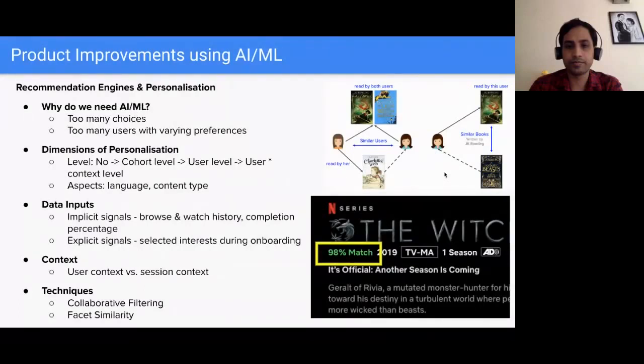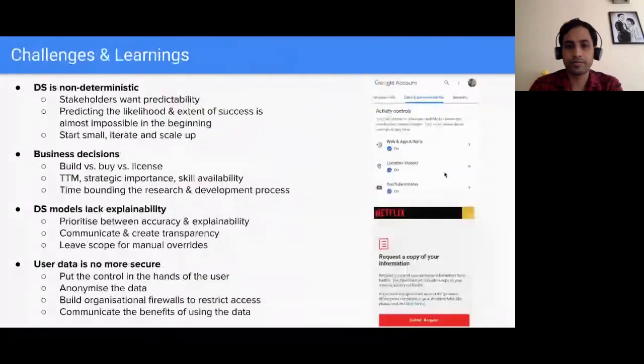So these are the top techniques that are generally used in the recommendation platforms that we build, right? And that is using all of this, Netflix gives you that 98% match percentage today, right? It wants to make it as accurate as possible, right? So this was a core example of how we use AI/ML.